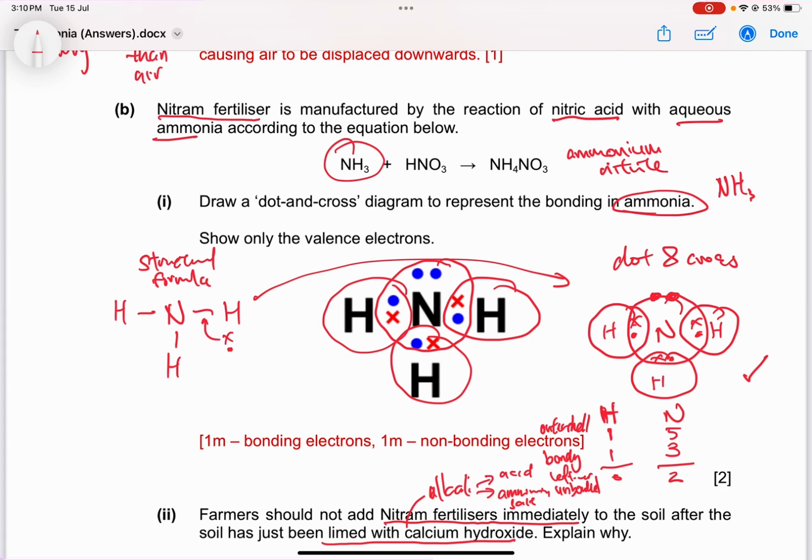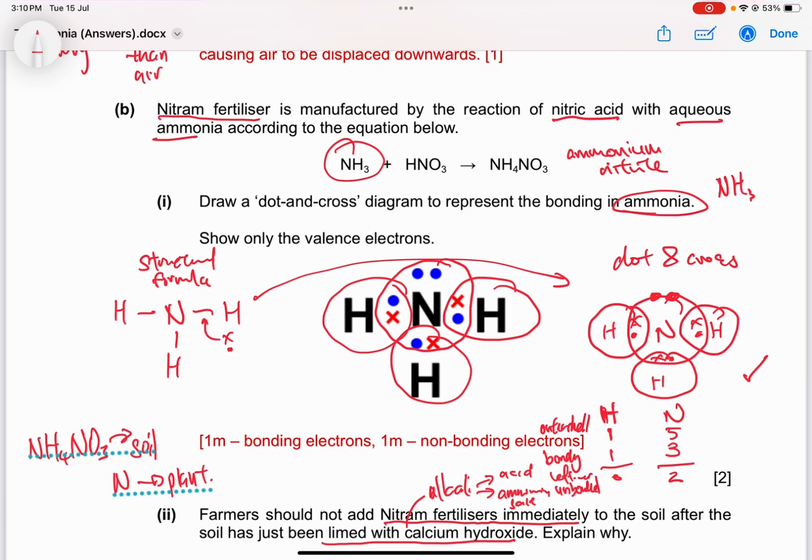So is nitrum fertilizer carbon dioxide? Obviously not. Is nitrum fertilizer an acid? Obviously not. But what I know is nitrum fertilizer is actually an ammonium salt. So why should I not add my ammonium salt to my calcium hydroxide? I add ammonium nitrate to my soil so that the nitrogen can go to the plant. That's the key idea, right?